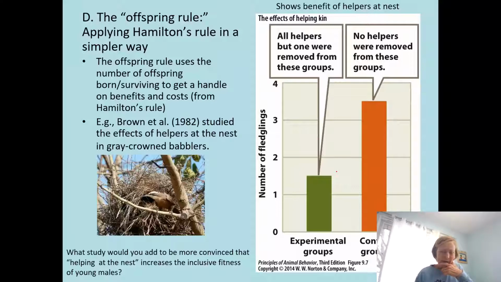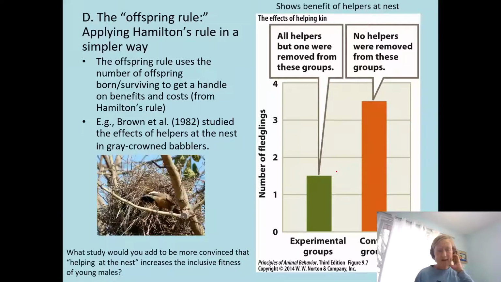Now, it turns out that the gray-crowned babblers are cooperative breeders. They have helpers at the nest, just like those scrub jays did. And in this case, the young males help at the nest. And these males are typically relatives to the parent, to the pair at the nest. They're offspring, typically. So they're helping raise siblings.